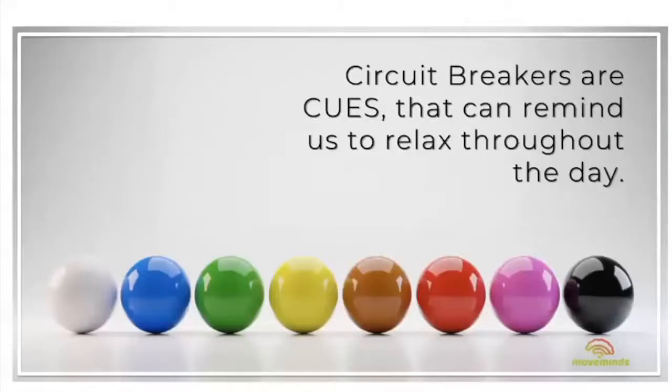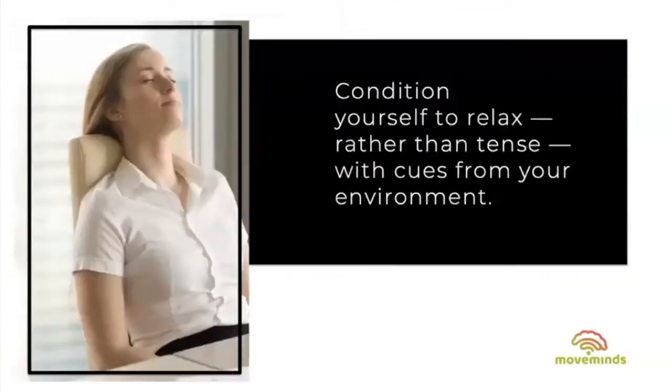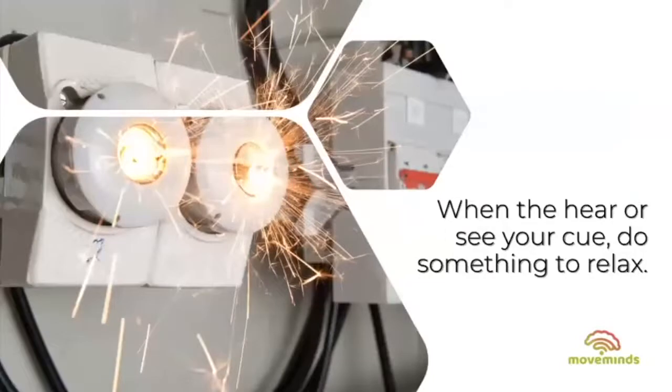And they need cues. We need some kind of a cue because we don't have electricity shutting down the circuit breakers. So we need these cues that remind us to relax. They're built on very solid behavioral principles that have been around for a long time. So you condition yourself to relax rather than tense with cues from your environment, because many of us do. There are things that happen to us during the day. We hear things, we see things, and we get tense. So what if we could shift that around and relax instead of getting tense? Whenever you hear or see your cue, the idea is that you do something to relax.